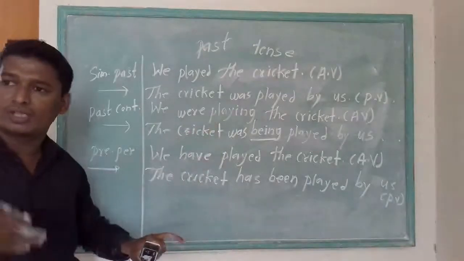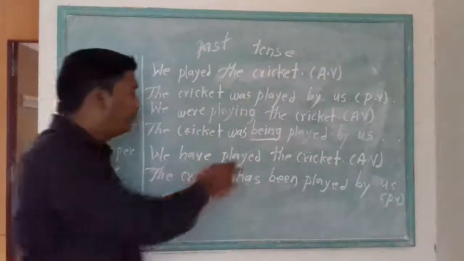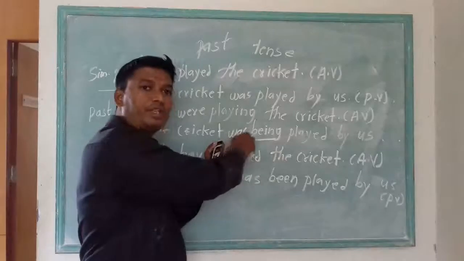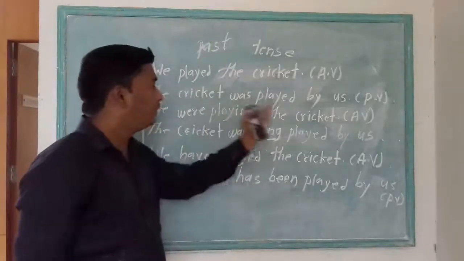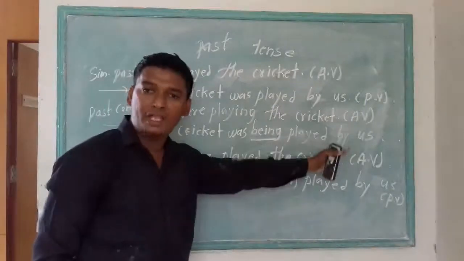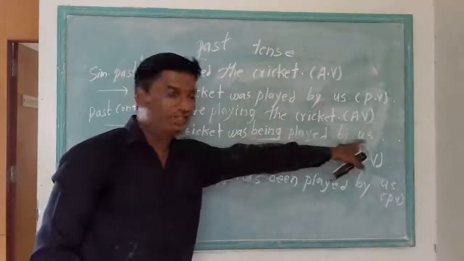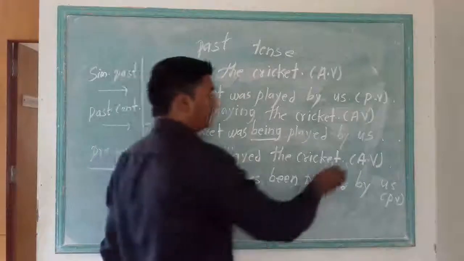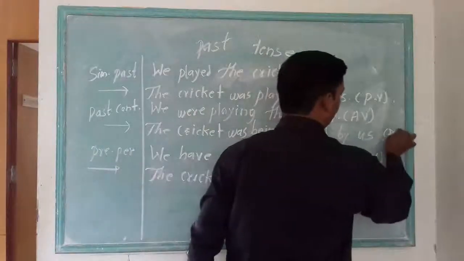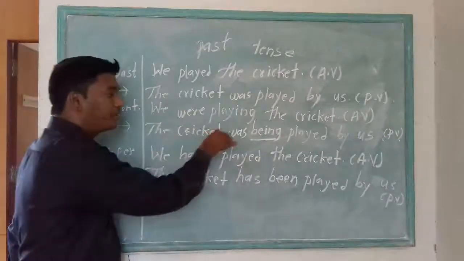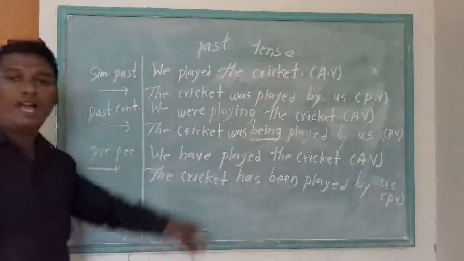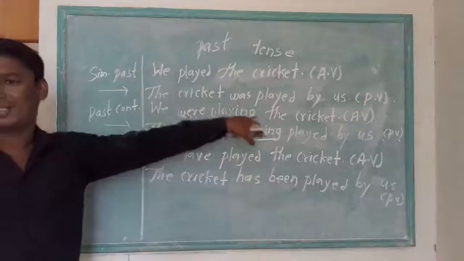What does our rule say? If continuous, add being after was. After was, take being. The cricket was being played, then by, we changes to us. It is passive. Have you understood? The cricket was being played by us. I added being as it is in past continuous.